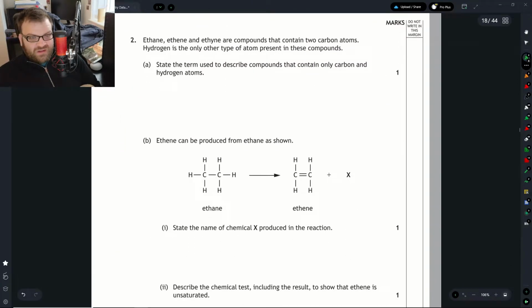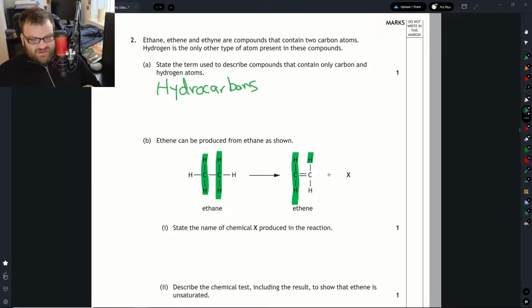Number 2, use the terms to describe compounds that only contain hydrogen and carbon atoms. Those are hydrocarbons. Next up, state the name of the chemical X produced in this reaction. Those have still stayed the same. Those have disappeared. That gives you hydrogen.